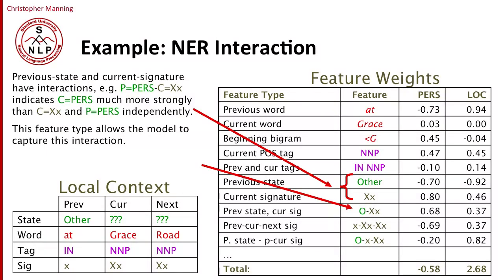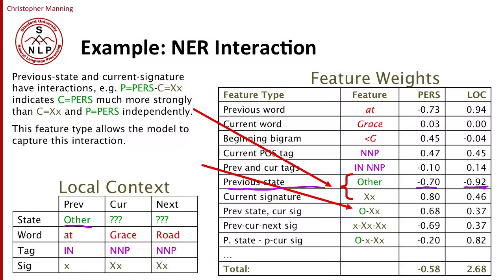Now here's an example showing feature interactions at work. Here we have again this same example with "at Grace Road", and so we have what is the previous class, and in our example the previous class was other. And what this says is that if the previous class was other, it's very unlikely that the next word is a named entity. Those are strongly negatively weighted features. That's really because most words aren't named entities, and if the word that came before you wasn't a named entity, probably the next word isn't a named entity either.